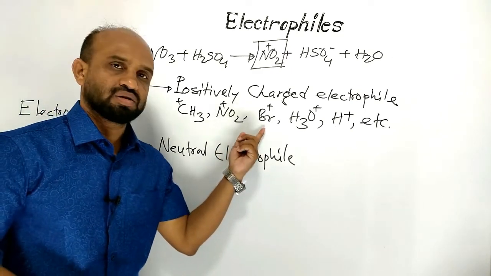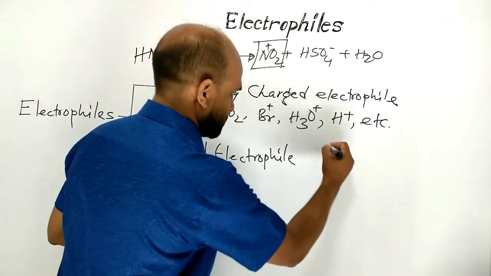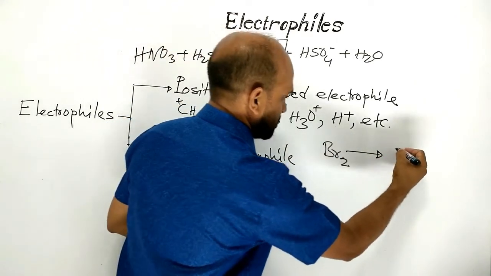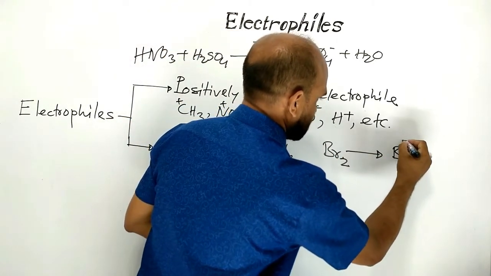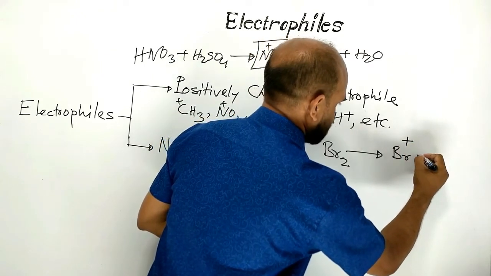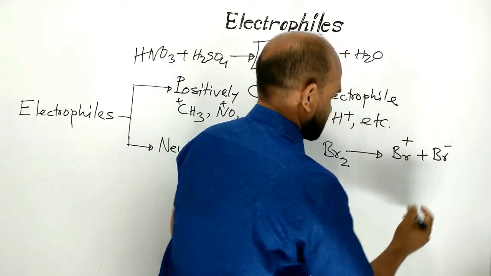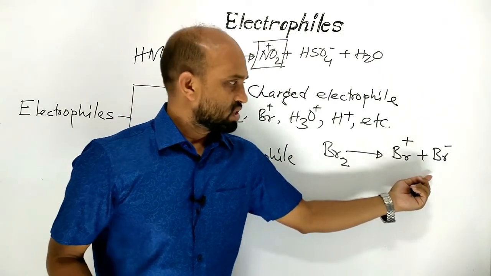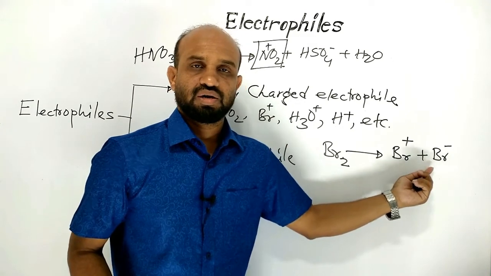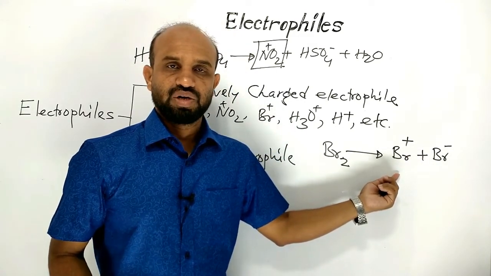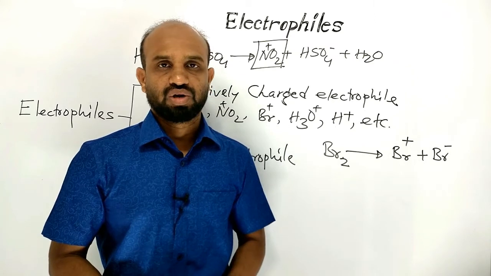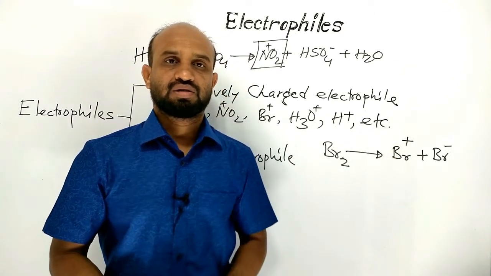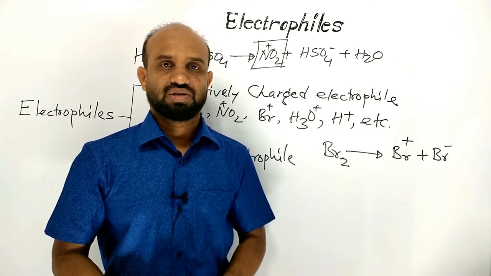Another one is bromonium ion. In many reactions, the bromine molecule undergoes heterolytic fission and forms bromine plus and bromine minus. These two types of ions are formed. One is the bromide ion, another one is the bromine cation or bromonium ion. This bromonium ion acts as a positively charged electrophile as well.